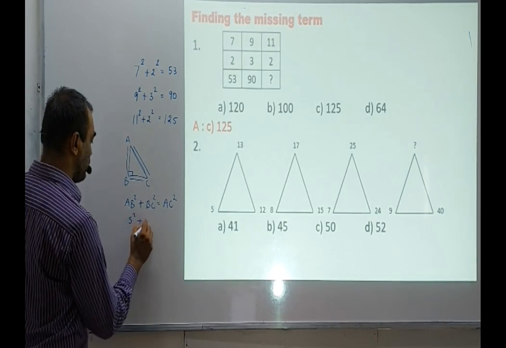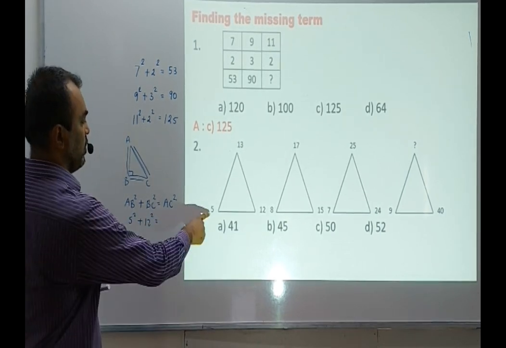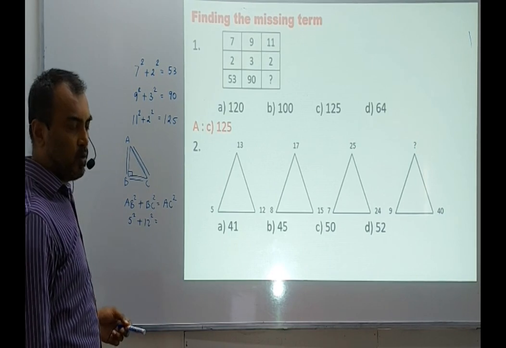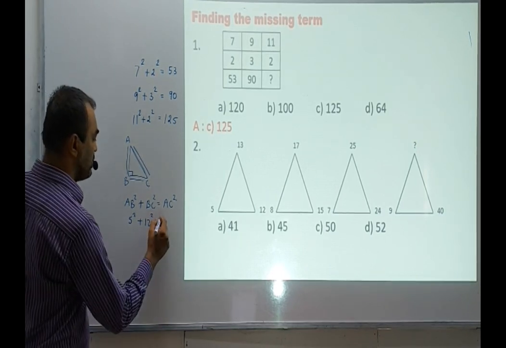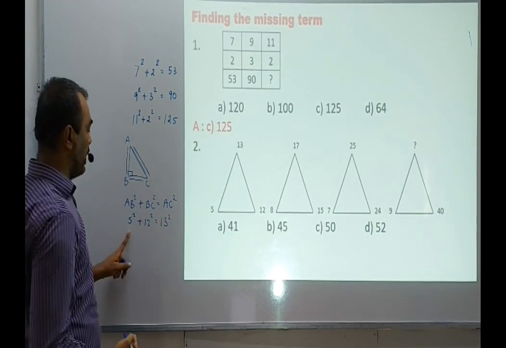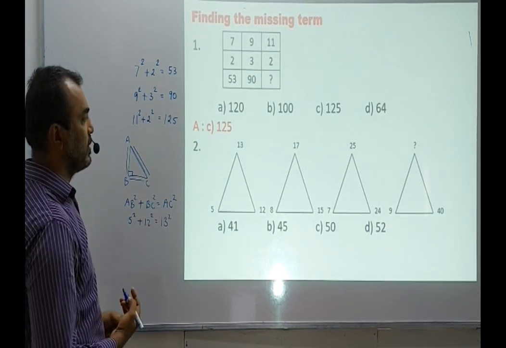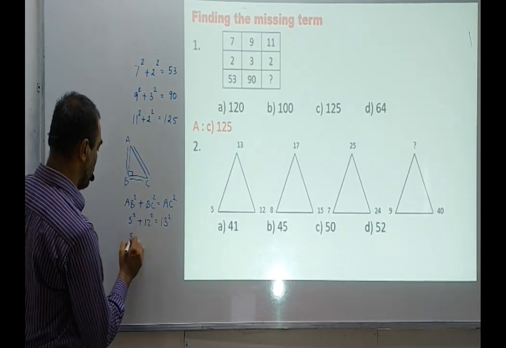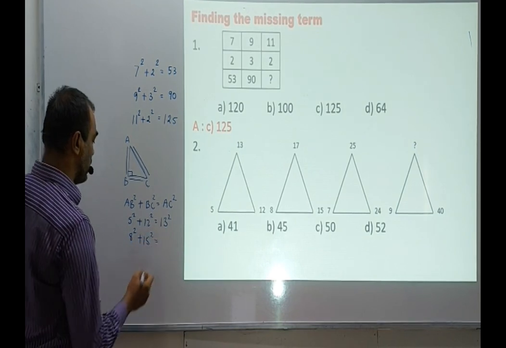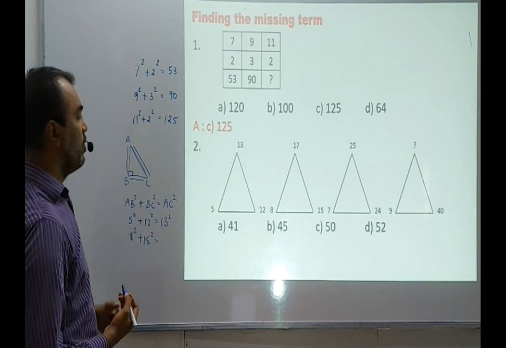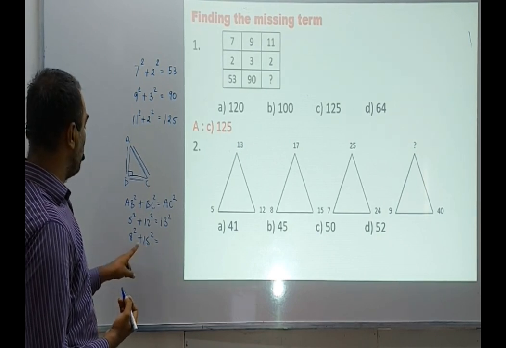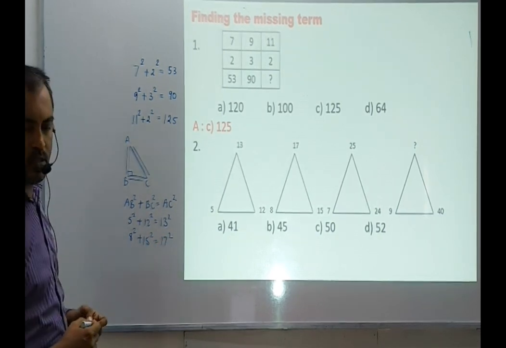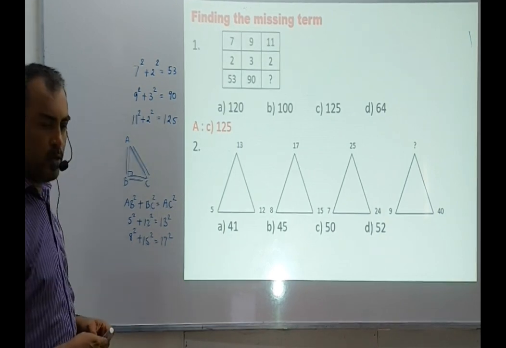5 square plus 12 square. 5 square is 25. 12 square is 144. 25 plus 144 is 169. And that is 13 square. So we got 5, 12, 13. It's a Pythagorean triplet. Similarly, we have 8, 15, 17. 8 square plus 15 square. 8 square is 64. 15 square is 225. 225 plus 64 gives us 289. That is 17 square. So this is what we call a Pythagorean triplet.